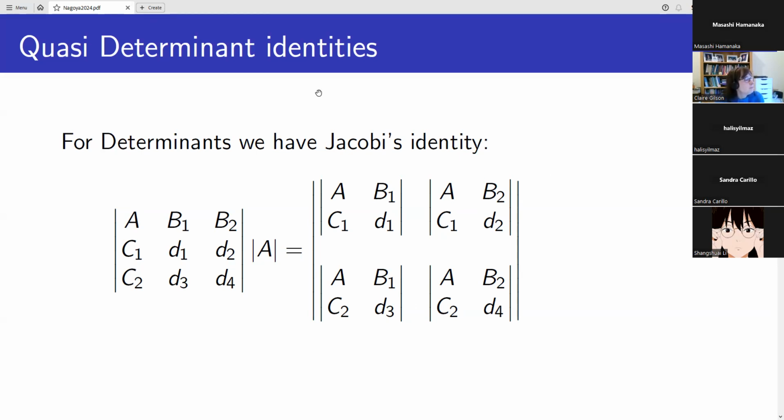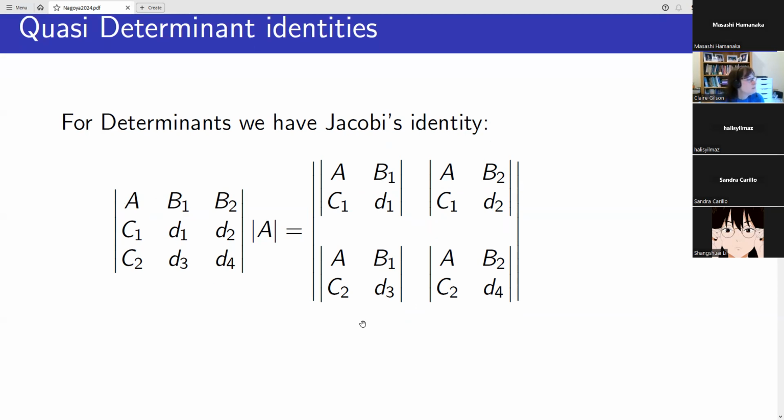It basically says that you take a determinant, multiply it by a determinant where you've removed 2 rows and 2 columns. That itself is the determinant of a matrix with 4 entries, where each entry has 1 row and 1 column removed. So it looks something like this. Well, quasi-determinants have similar sorts of identities.